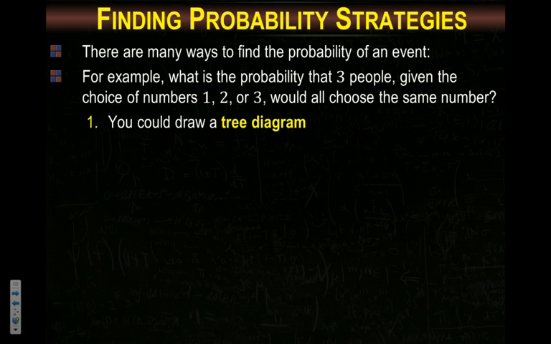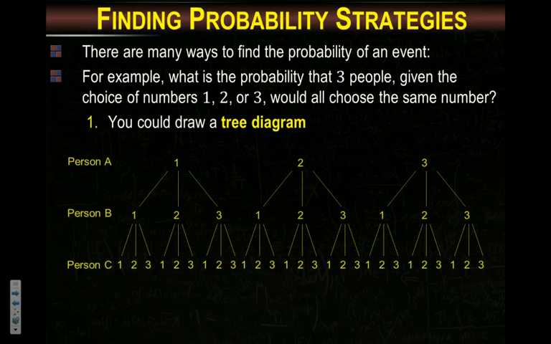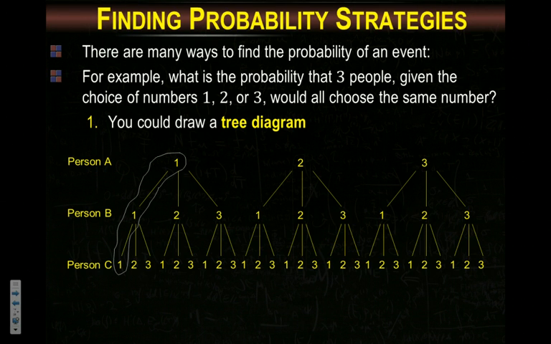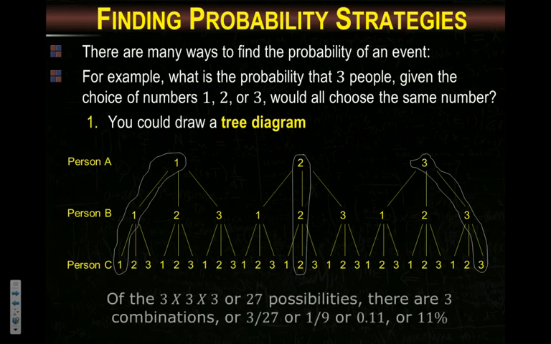Okay? So here's an example. What's the probability that 3 people, given the choice, choose a number between 1, 2, or 3, what's the chance that all 3 people would choose the same number? Well, one, I could just draw a tree diagram like this. Here's the 3 people. Chances that they're going to choose the 1s, the 2s, or the 3s. Okay? Then, there. All 3 people chose 1, all 3 people chose 2, or all 3 people chose a 3.